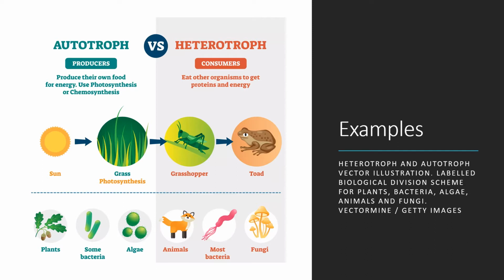So this slide shows you some examples that we have for the autotrophs and the heterotrophs. For the autotrophs, usually they are the producers. They have the capability to produce their own food via photosynthesis or chemosynthesis. So we have examples of plants, some bacteria and algae. And then the heterotrophs are usually the consumers that eat other organisms to get proteins and energy. For example, animals, most of the bacteria, and your fungi.